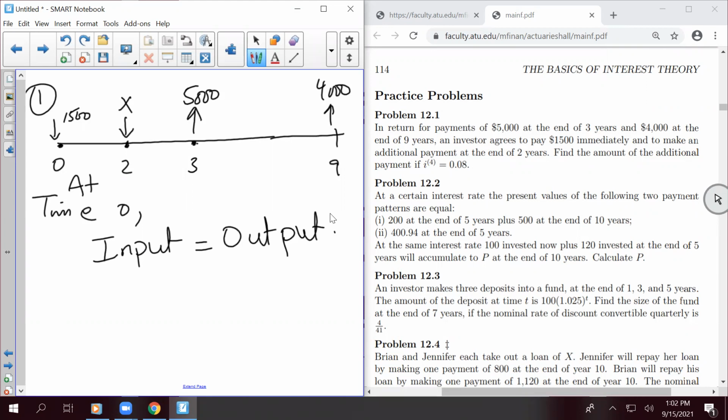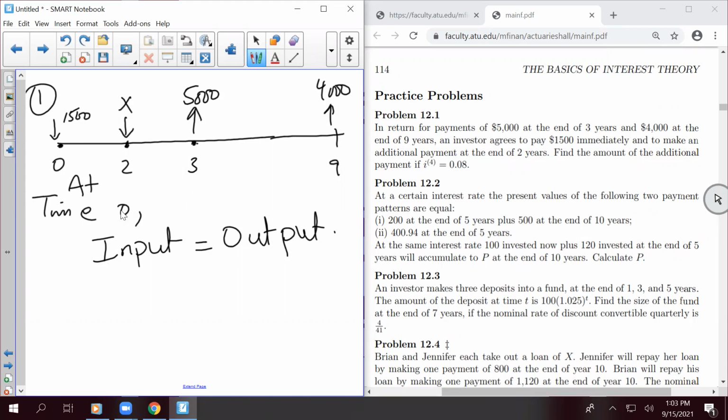In fact, it's not just equal at time zero, it's equal at any time. Let's say you like two better than zero. Then you can say at time two, input is equal to output. But then you'll have to count differently if you decide to make time two your zero time. So zero is the most convenient one. So we are calling this 1500 and this x as the input, right? It doesn't matter which one you call input and which one you call output, as long as you're consistent, that whatever he was investing, we are calling that input.